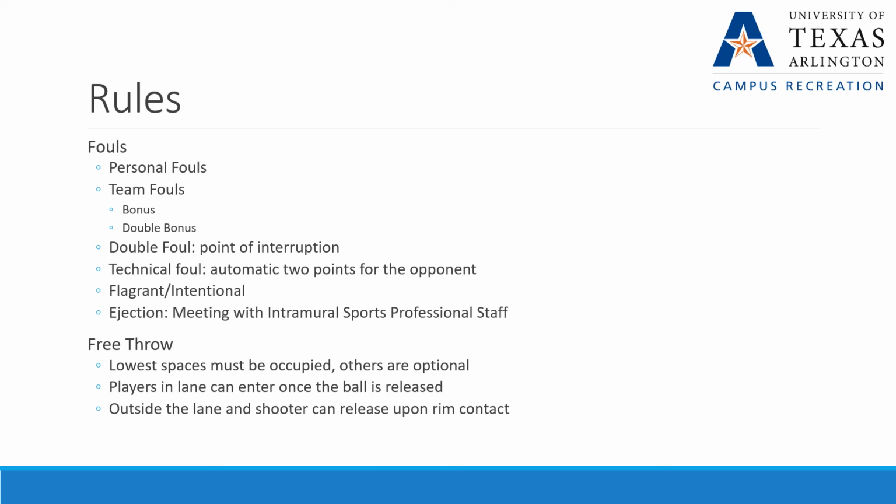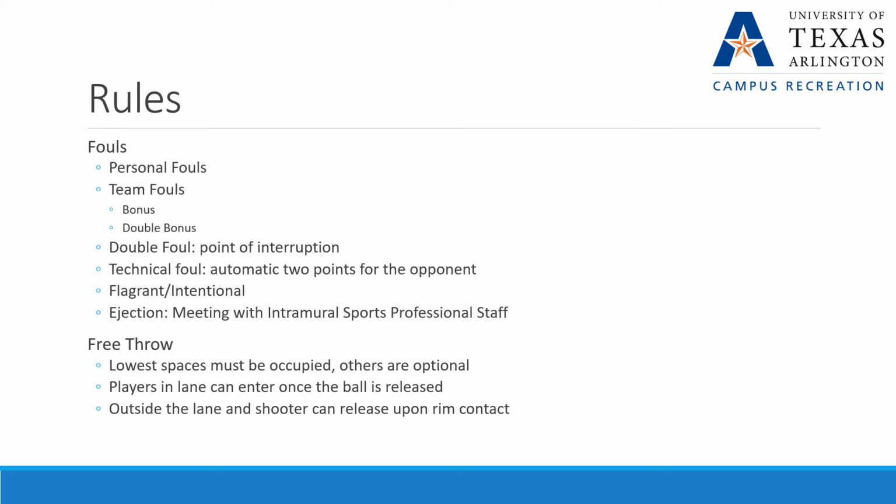Personal fouls and team fouls are recorded. The bonus begins at 7 fouls, and the double bonus begins at 10 team fouls in each half. If a double foul occurs, which is when both teams foul, a point of interruption is where we will resume play. A technical foul results in an automatic 2 points for the opponent. Flagrant and intentional fouls are also options to penalize teams, and if a player is ejected, they must meet with the intramural sports professional staff before they might be reinstated.